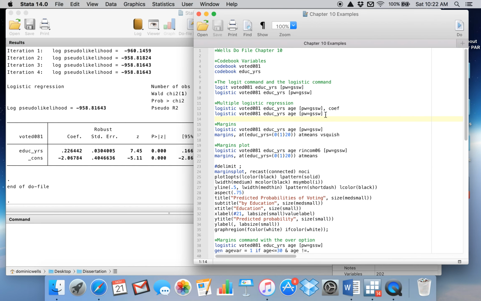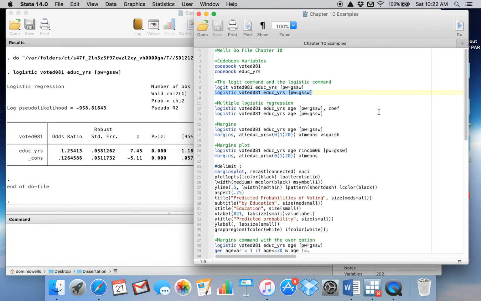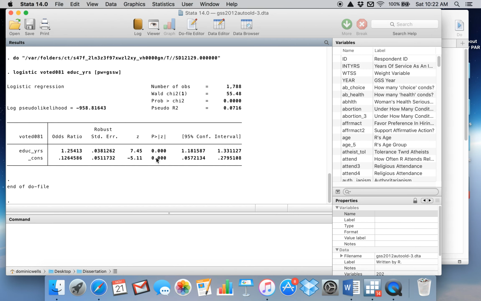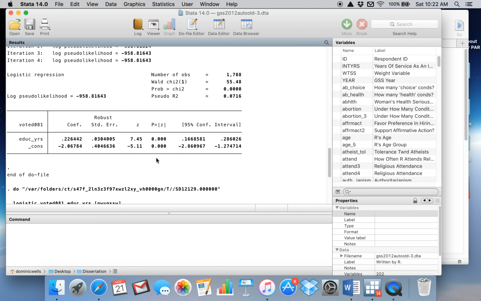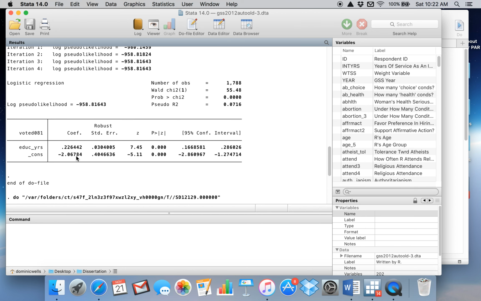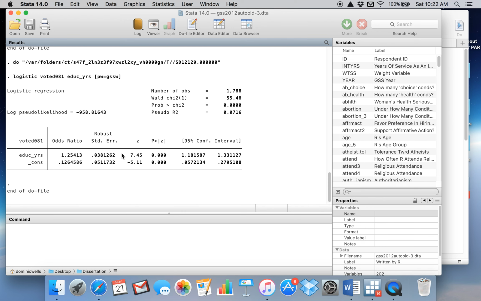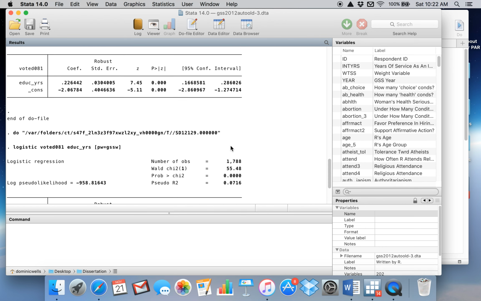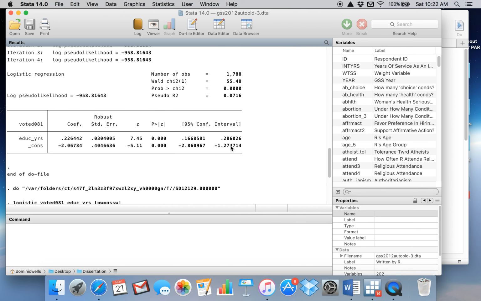And I'll run the other one here. Logistic. Now this one spits out something a little bit different, as you can see. So we have a coefficient here, and here we have an odds ratio. So let's take a look at the logit model first.